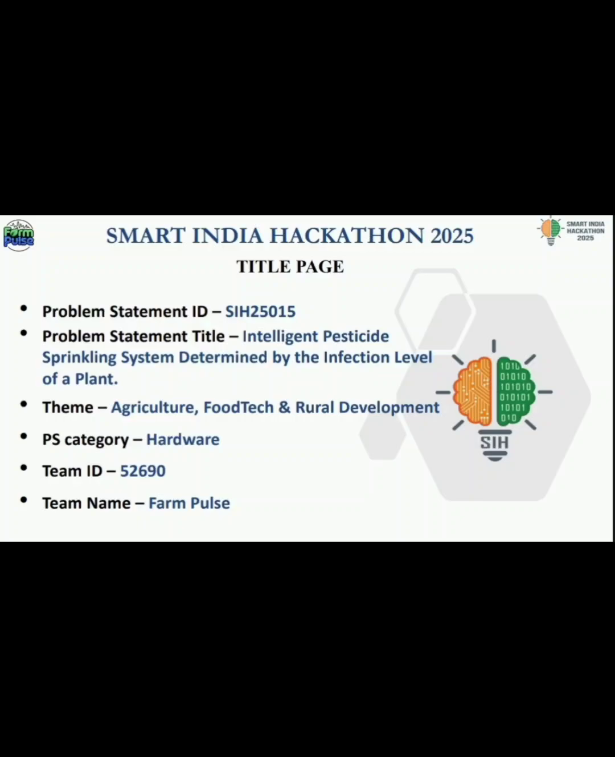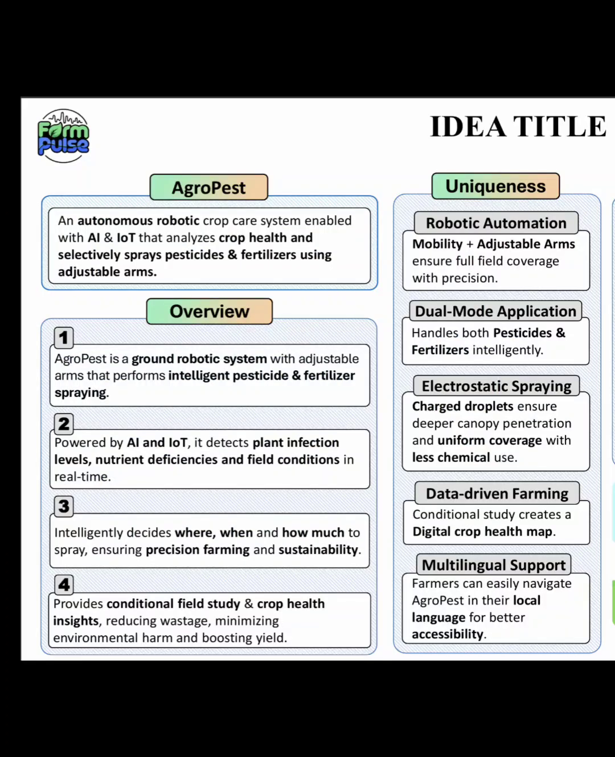We are Team Farm Pulse, and our problem statement title reads: Intelligent pesticide sprinkling system determined by the infection level of a plant. India is the world's second largest producer of food, but every year we lose billions of rupees in crops due to pest diseases and inefficient spraying practices. Farmers often rely on guesswork, using excessive pesticides or fertilizers that not only pollute our soil and water but also leave behind harmful residues in the food that we consume.